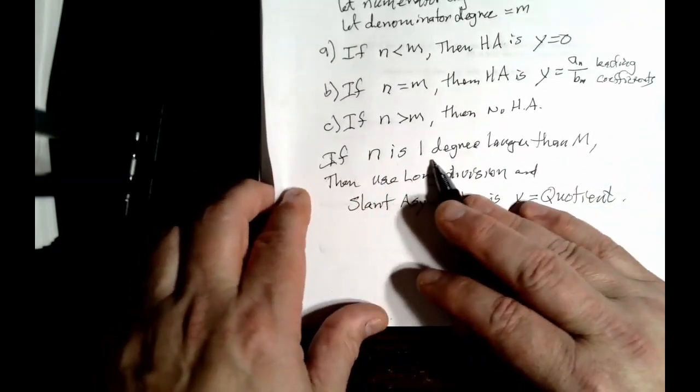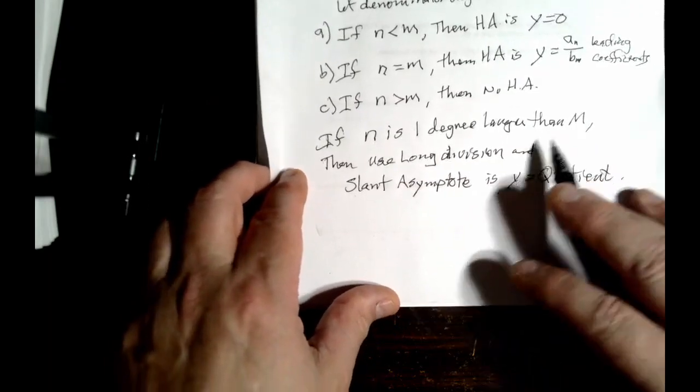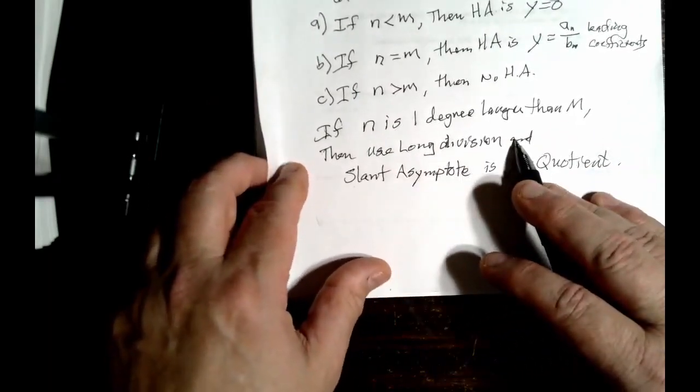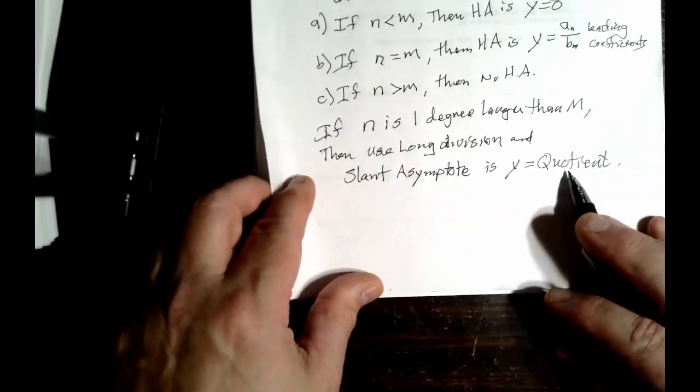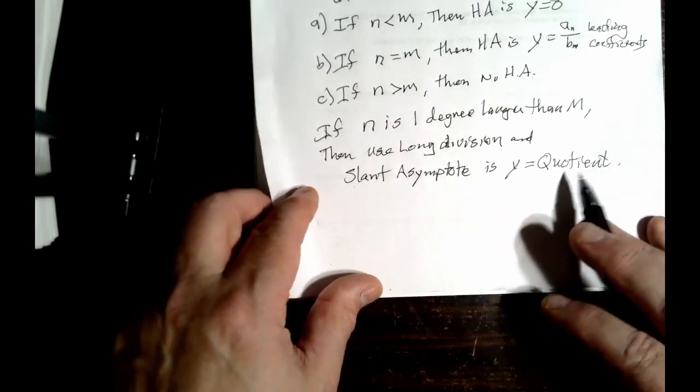Also, if n is just 1 degree larger than m, then you use long division. You do long division, and your slant asymptote is just y equals your quotient, ignoring your remainder, just the quotient.